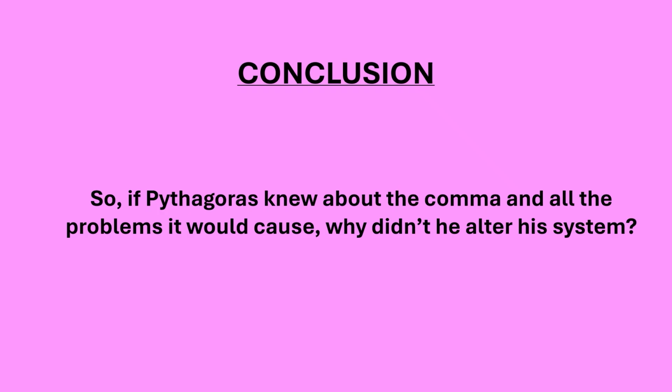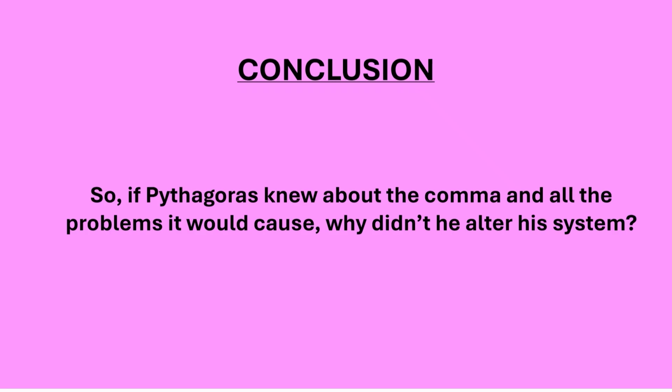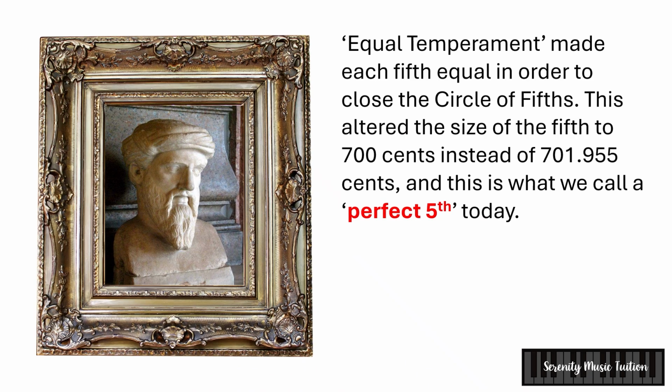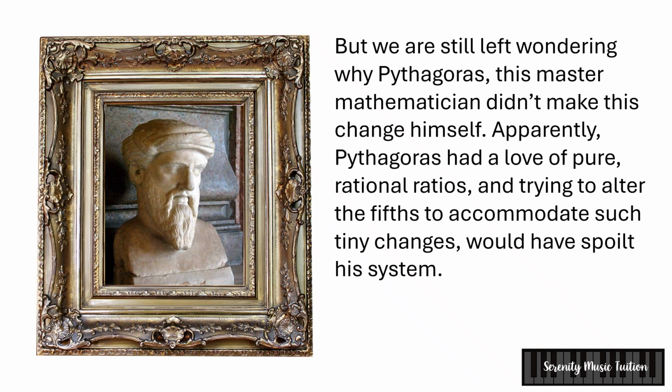So if Pythagoras knew about the comma and all the problems it would cause, why didn't he alter his system? Equal temperament made each fifth equal in order to close the circle of fifths. This altered the size of the fifth to 700 cents instead of 701.955 cents, and this is what we call a perfect fifth today. But why are we still left wondering why Pythagoras, this master mathematician, didn't make this change himself?